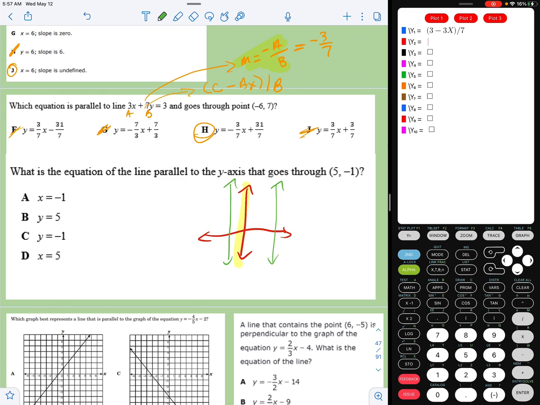Note that vertical lines go through the x-axis. So any line that's parallel to the y-axis goes through the x-axis, okay? So what's the x here? The x is 5. So x equals 5 has to be the equation because it's parallel to the y-axis. And whoop, there we go.